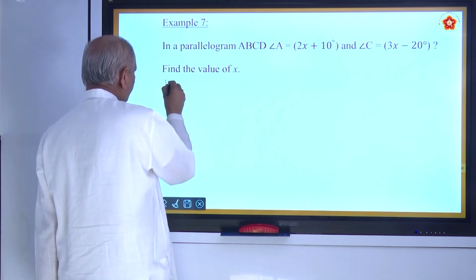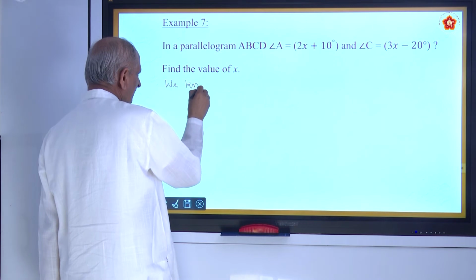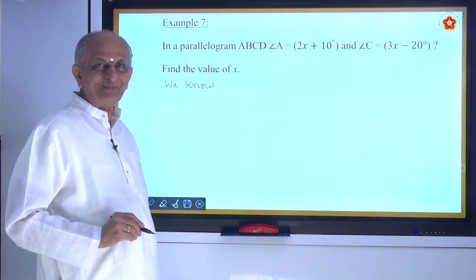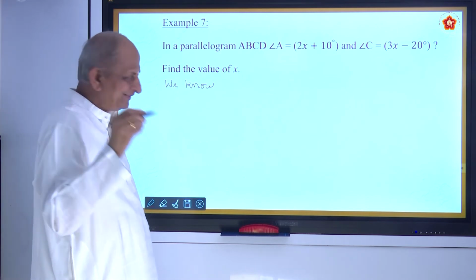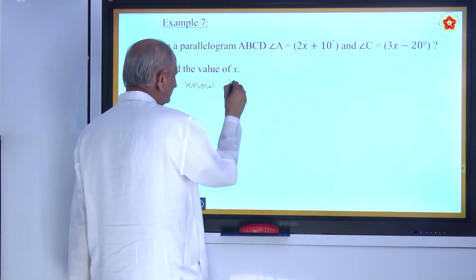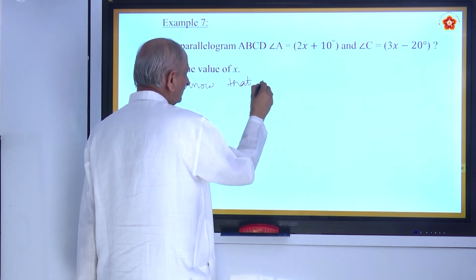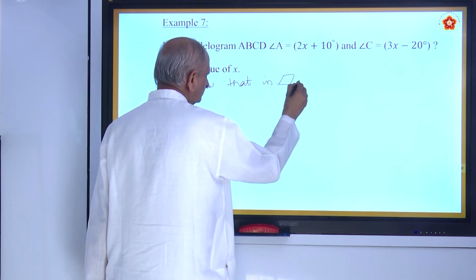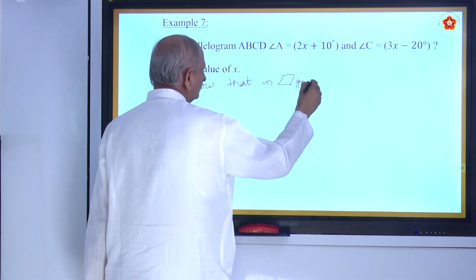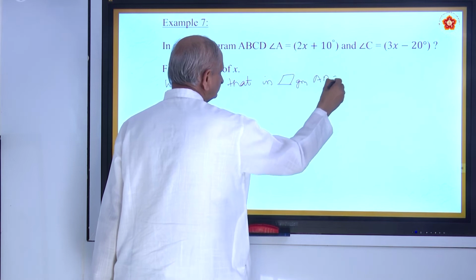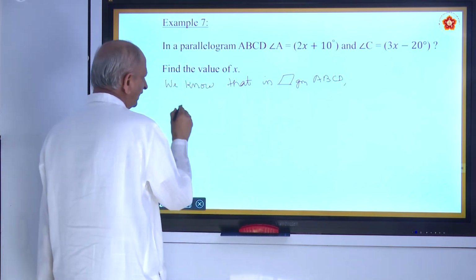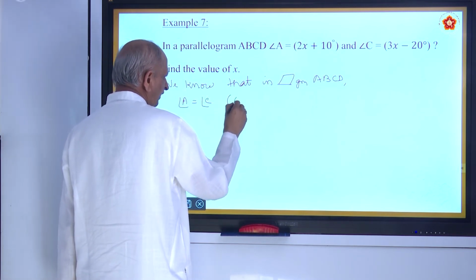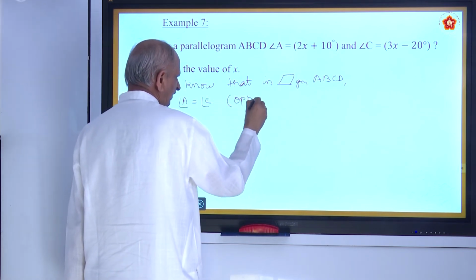So we know that, of course some of you may say we don't know that. Because there are some boys who cannot recall. But don't tell like that. We say we know that. In parallelogram, for parallelogram ABCD, you write like this: angle A is equal to angle C. Why? Because they are the opposite angles.